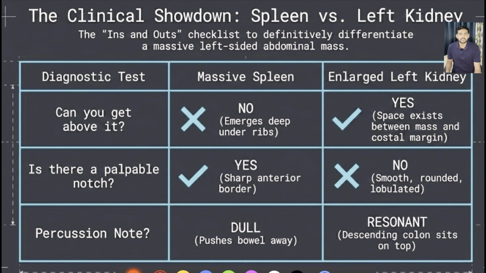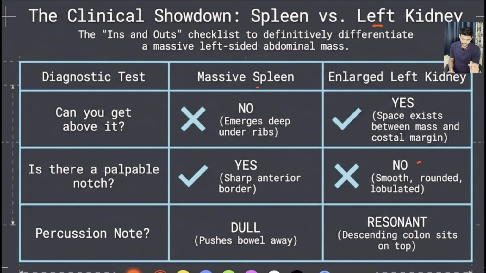And one more discussion when it comes to splenomegaly particularly is how to differentiate spleen from enlarged kidney, left kidney. So there are some clues. For example, whenever we are palpating, try to get above the palpable organ. So if you are able to get above the upper margin, it will be left kidney. If you are not able to get above the organ, it will be spleen. And if there is a palpable notch, it is nothing but spleen, because there is no such notch in case of kidney.